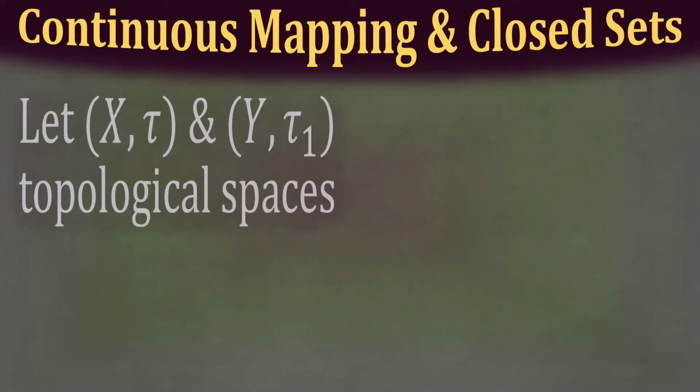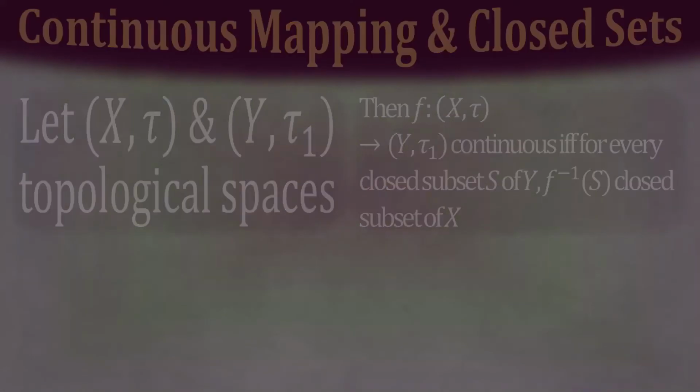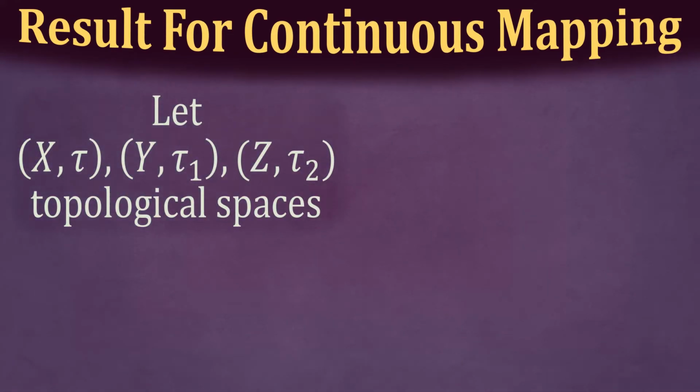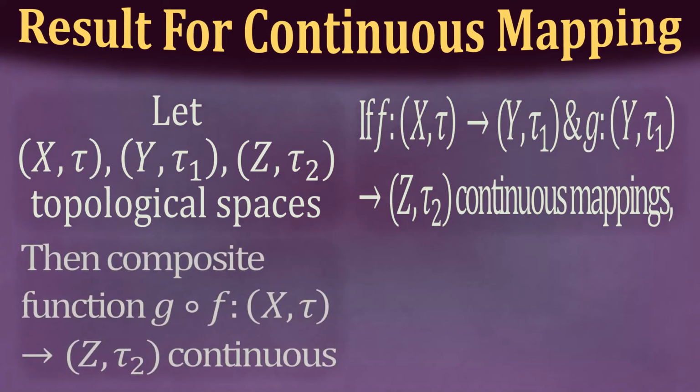Next, let's relate continuous mappings and closed sets. Let X with T and Y with T1 be topological spaces. Then f from X with T to Y with T1 is continuous if and only if for every closed subset S of Y, the preimage of S is a closed subset of X. Then let's discuss a result for continuous mapping. Let X with T, Y with T1 and Z with T2 be topological spaces. If f from X with T to Y with T1 and g from Y with T1 to Z with T2 are continuous mappings, then the composite function g circ f from X with T to Z with T2 is continuous.